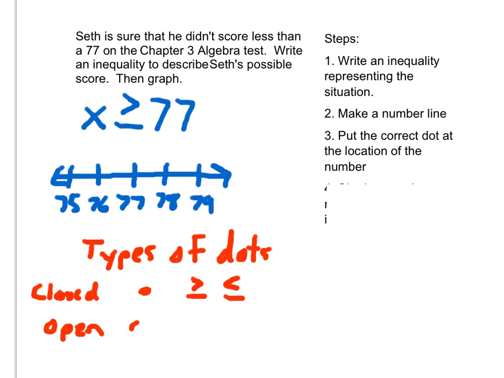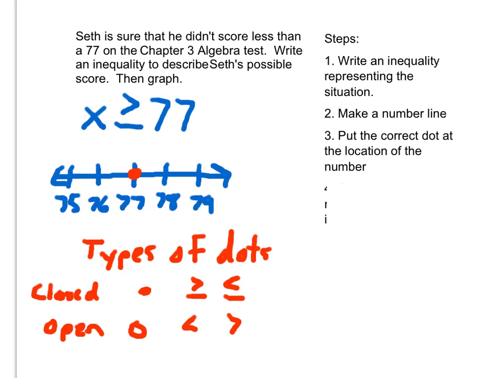An open dot is for less than or greater than. Okay? Because that number isn't included. If this just said greater than 77, then 77 doesn't work. So I would put an open dot on that. So put the correct dot at the location. Because this says greater than or equal to, I'm going to put a closed dot here on 77.